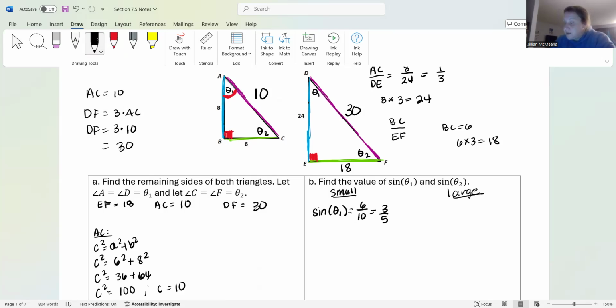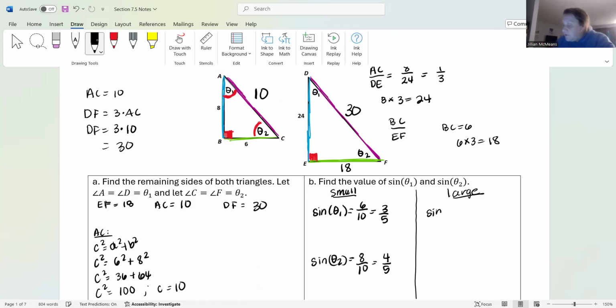Well, let's look at sine of theta 2, still on the smaller triangle. From theta 2, the side opposite has a length of 8, and the hypotenuse has a length of 10. So we get 8/10, which simplifies to 4/5. So at this point, sine of theta 1 is 3/5 and sine of theta 2 is 4/5. Now let's compare that to the larger triangle. If what we said about trigonometric functions on similar triangles being the same is true, we should get the exact same value. So let's see if we do.